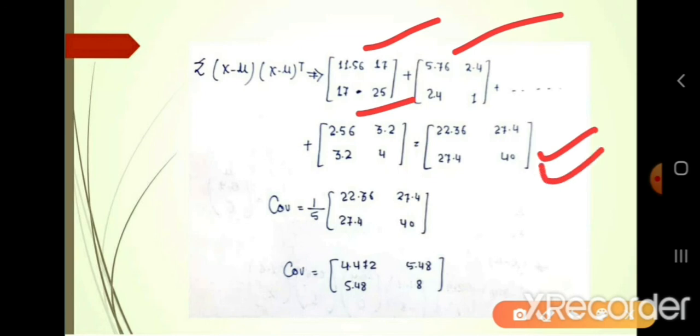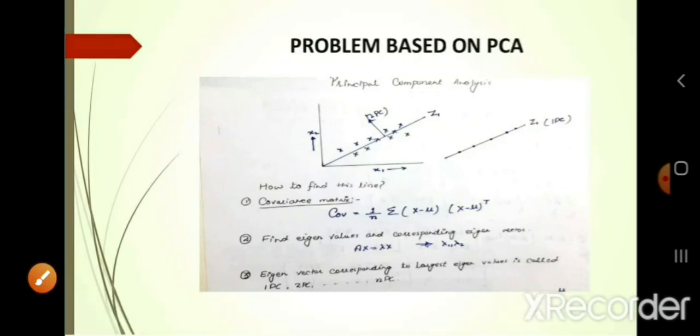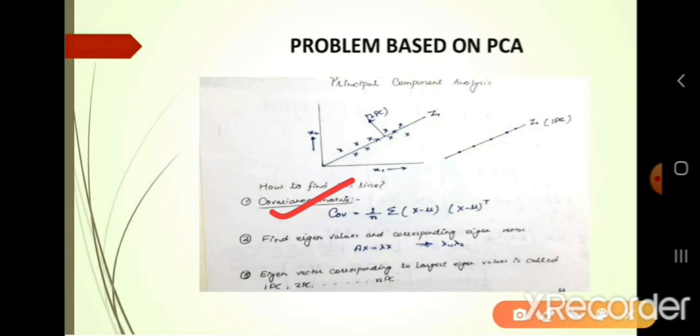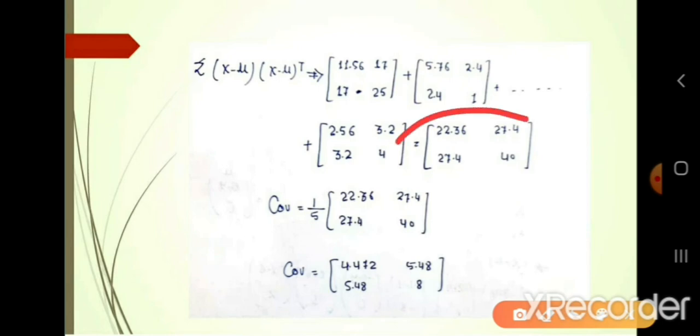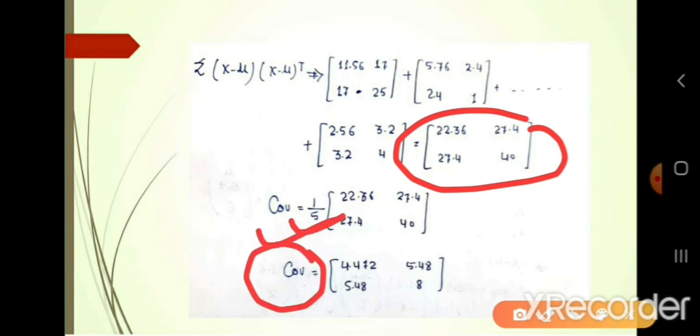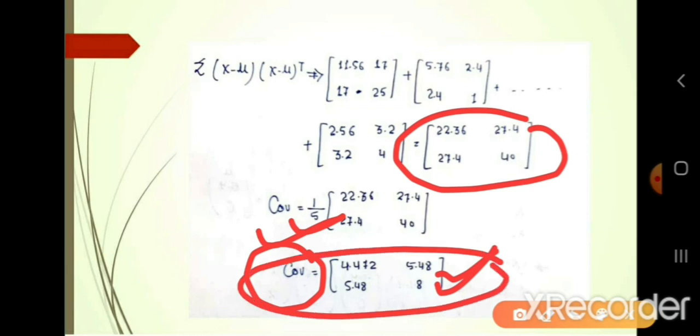Next, we need to calculate the covariance matrix. This was the formula: 1 upon n into the summation of x minus mu multiplied by its transpose. This is the complete matrix, so we'll multiply it by 1 upon n and we'll get the covariance matrix. Clear? So this is the covariance matrix, and based on this covariance matrix we will calculate the eigenvalues and eigenvectors.